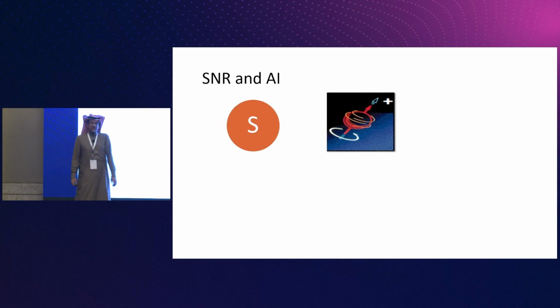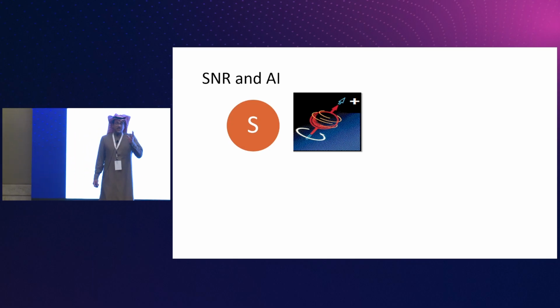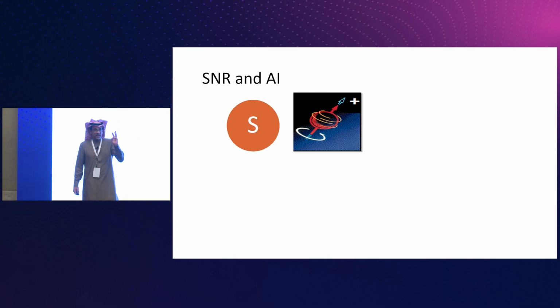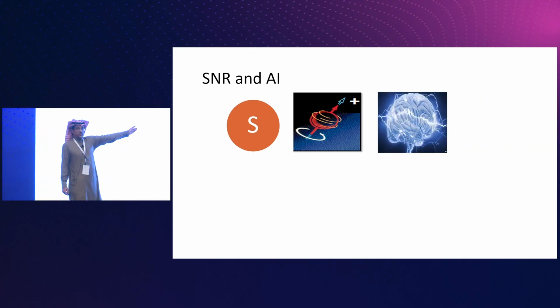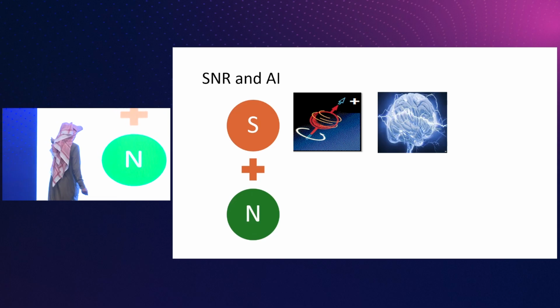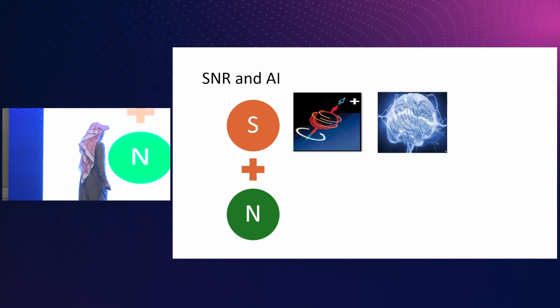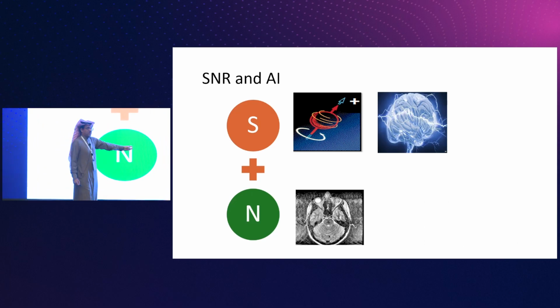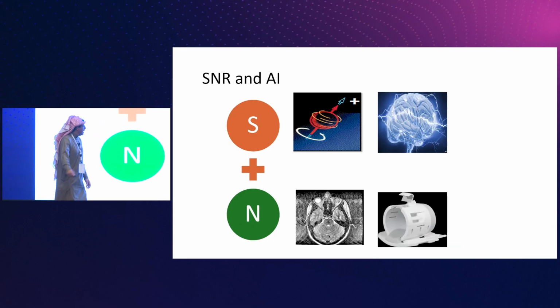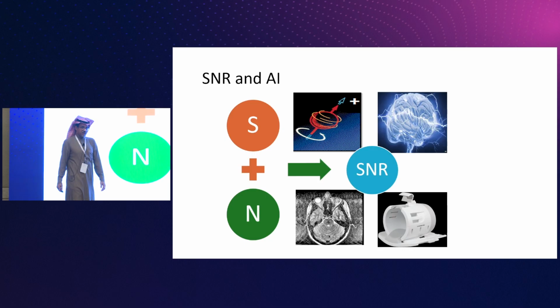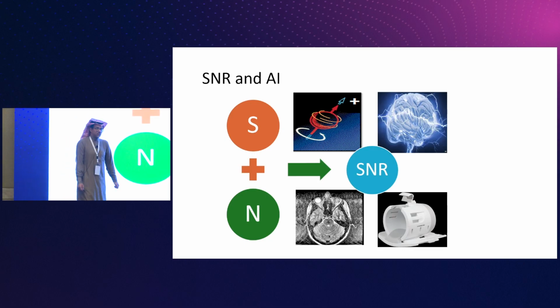What's SNR? Signal to noise ratio. Signal comes from protons, from the tissue. Noise comes from motion or electric noise in the coil, operating the coil. And then we come up with SNR. How will AI improve SNR?